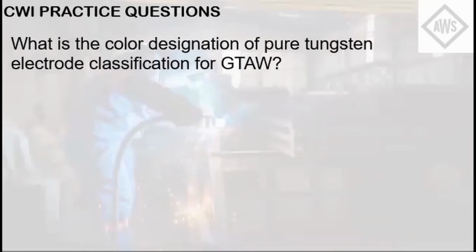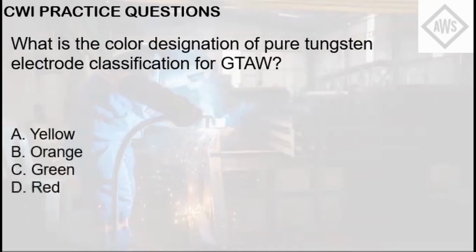Next question. What is the color designation of pure tungsten electrode classification for GTAW? Letter A, yellow. Letter B, orange. Letter C, green. Letter D, red. So there's no way around this question but to memorize the different electrode classifications for GTAW, or the designation for the electrode classification for gas tungsten arc welding. For pure tungsten, the color designation is letter C, green. So something to remember, as this is a common question in the CWI exam.